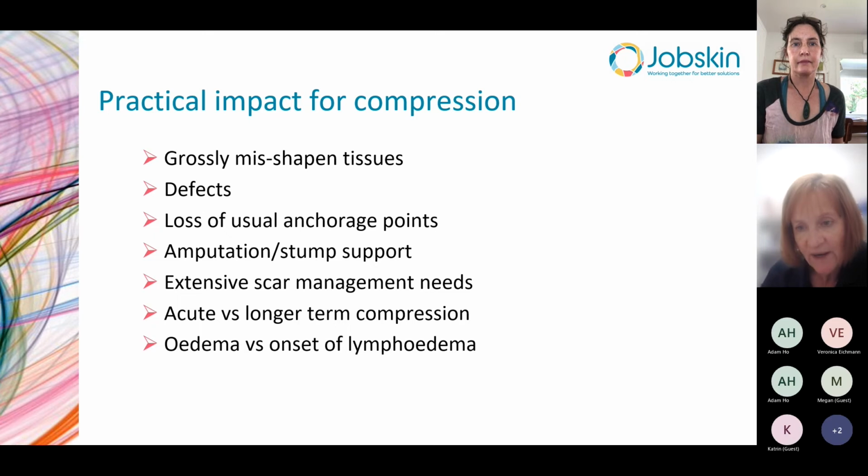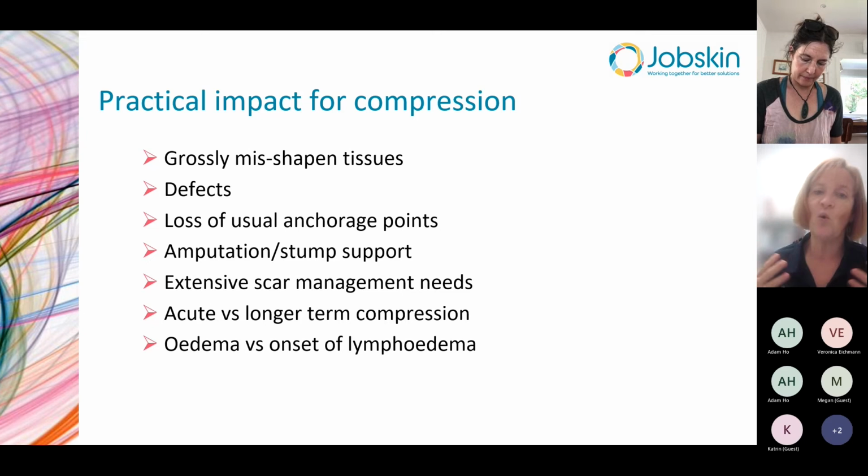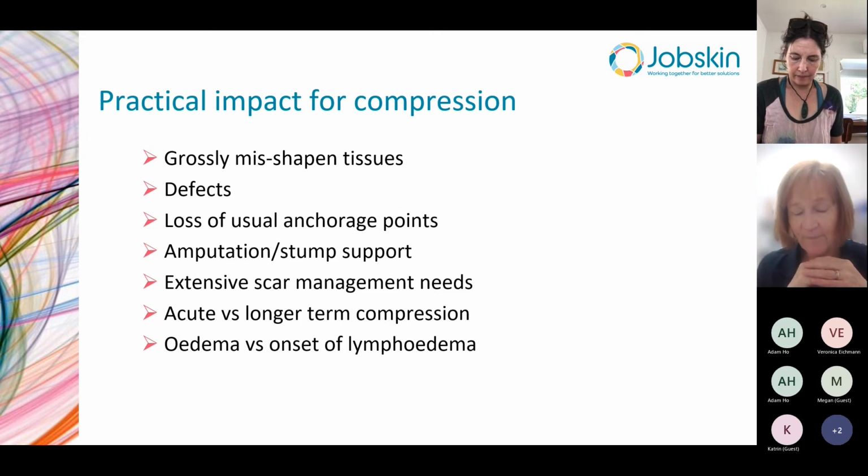So let's think about the practical impact of multi-trauma injuries for compression. We did allude to this at the start, but what are we trying to accommodate? Well, we often have to deal with grossly misshapen tissues, often significant defects in limbs or on torsos. Sometimes the usual anchorage points are not there anymore, either because they are part of a defect, or there have been flaps, or there's significant wastage, or extensive bony deformity or injury. We're often trying to address extensive scar management needs.